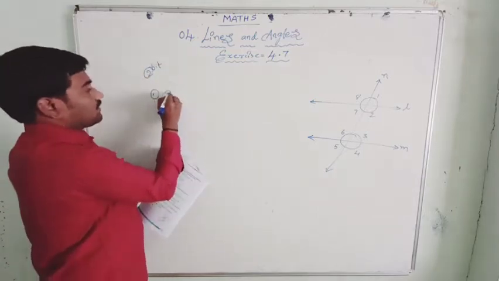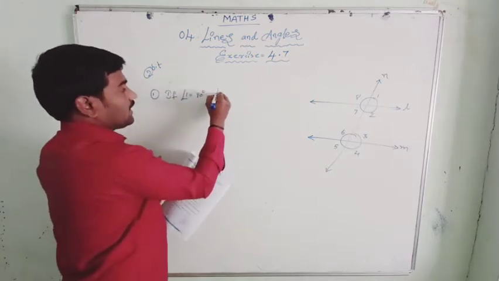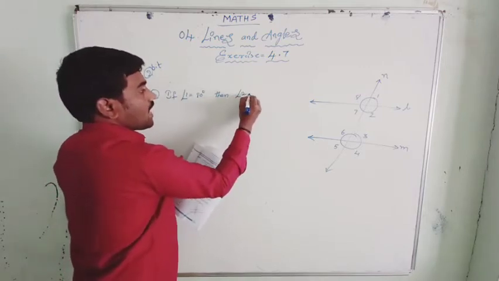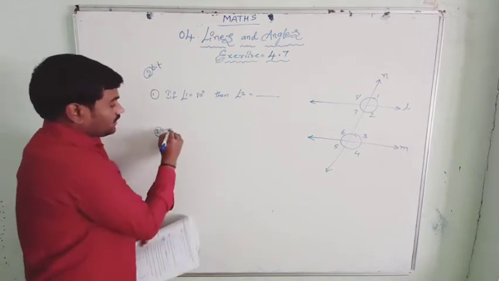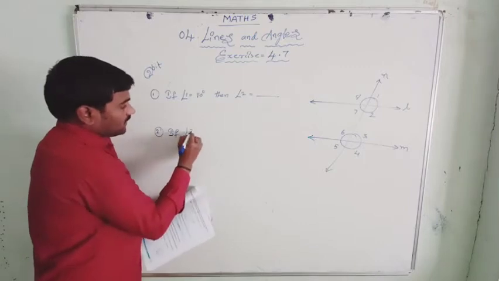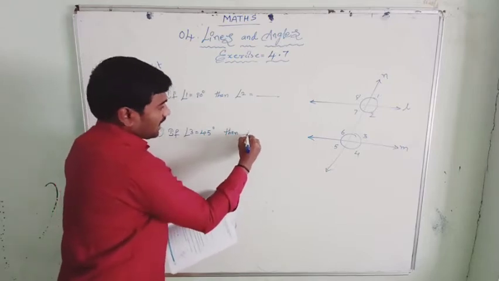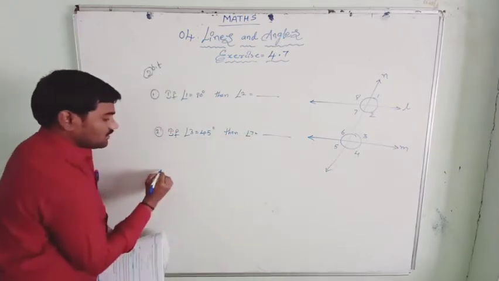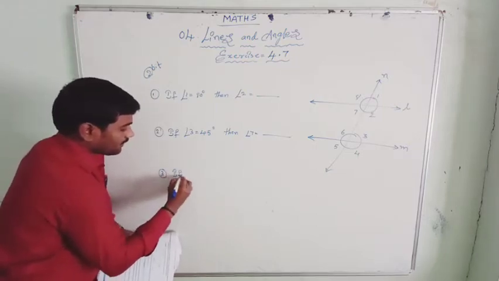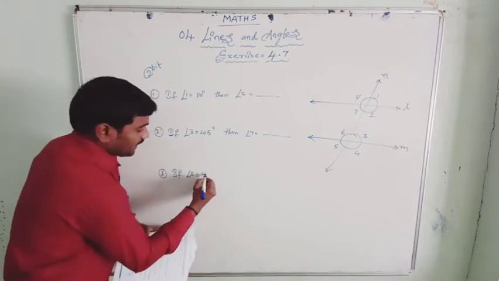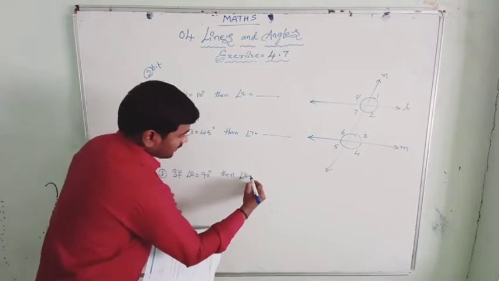Fill in the blanks: if angle 1 equals 80 degrees, then angle 2 equals dash. The second one, if angle 3 equals 45 degrees, then angle 7 equals dash. Then the third one, if angle 2 equals 90 degrees, then angle 8 equals dash.